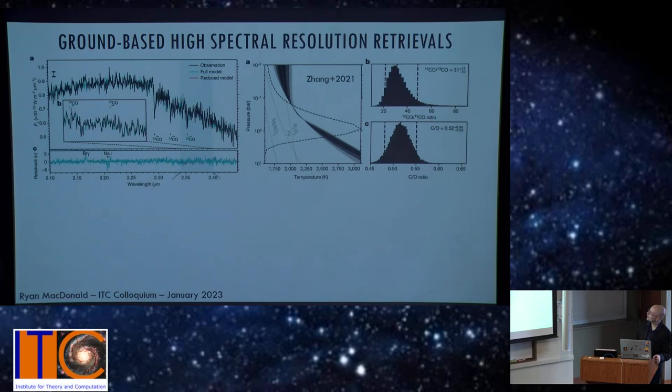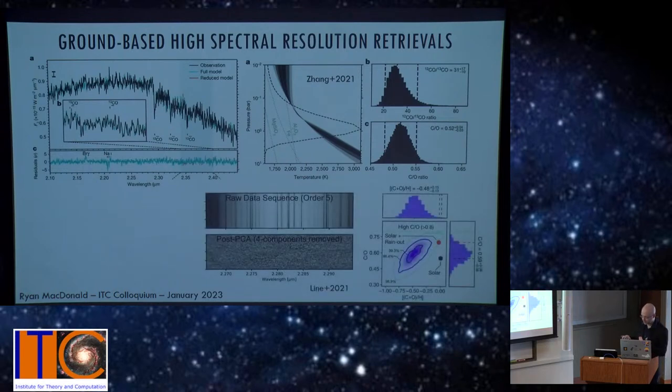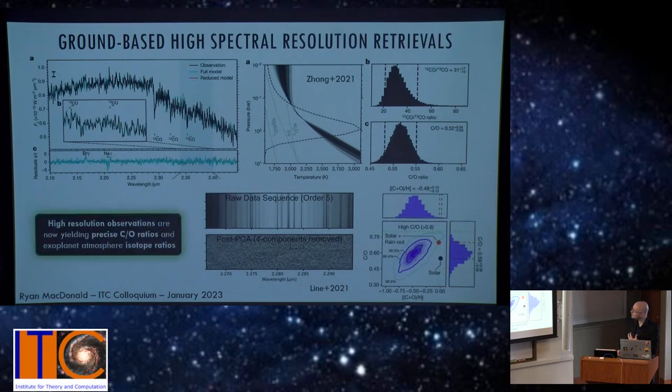And the last thing I want to also highlight is that it's not just space-based observations that have been giving us incredible inferences in the last few years. Ground-based observations, both of directly imaged exoplanets at much higher spectral resolution, and also observations of transiting planets at high spectral resolution, are starting to give us really precise measurements of both isotopologue ratios for the first time and the carbon to oxygen ratio in these atmospheres, which is an important formation diagnostic. So the ideal path forward is we'd like to be able to combine JWST quality observations from space with ground-based observations to really pin down what these atmospheres are like.